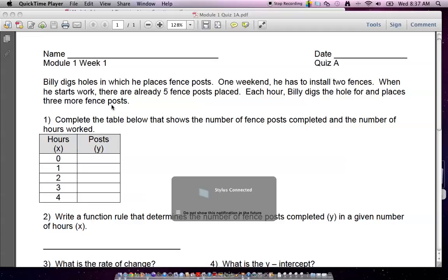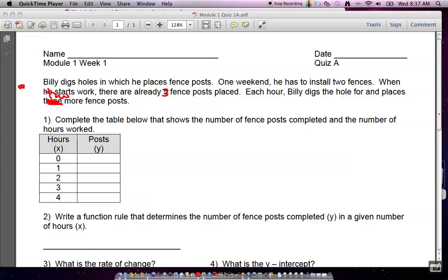Okay, so here's our quiz. And the first thing we do is we talk about Billy digging holes into which he puts fence posts. One weekend he has to install 2 fences. When he starts work, there are already 5 fence posts. Ours didn't say 5. Ours said what? 3? 3. All right, there are already 3 fence posts placed, and he digs and he puts 2 more fence posts per hour. All right, does that make sense?